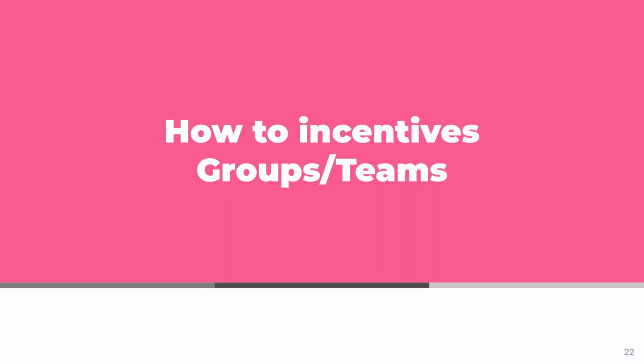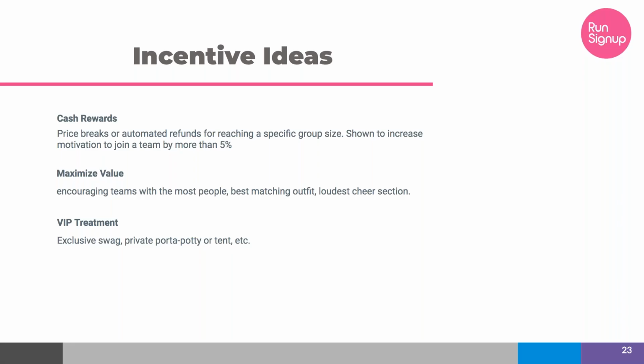Now that we've covered the pricing, we're going to get into the fun stuff of how do we incentivize these groups and teams, and how do we get more participants to join. So some incentive ideas that you can use within RunSignup are the cash rewards. What we just talked about with the membership and the registration refund piece. You can do price breaks, automated refunds. This is shown to increase motivation to join a team by more than 5%. These incentives do work, and marrying those two registration pricing choices together is a great way to do that.